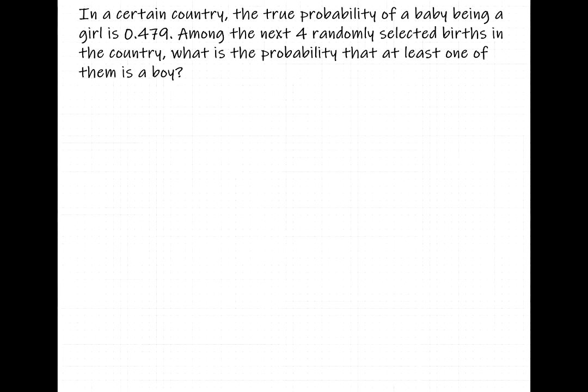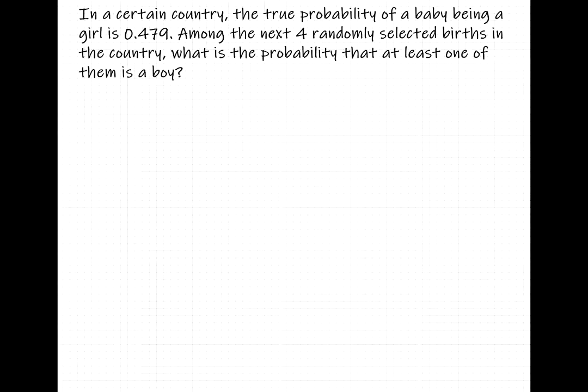In a certain country, the true probability of a baby being born a girl is 0.479, or 47.9%, so a little less than 50-50. Now, among the next 4 randomly selected births in this country, what is the probability that at least one of them is a boy?